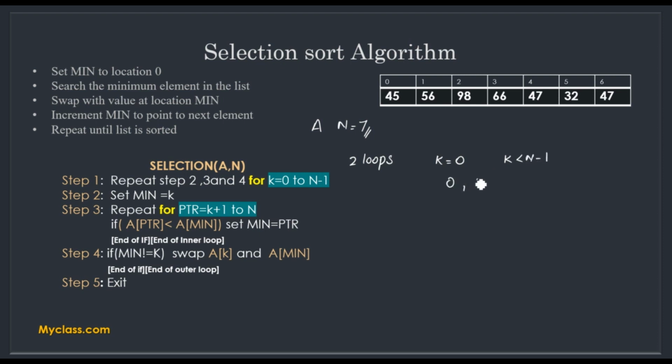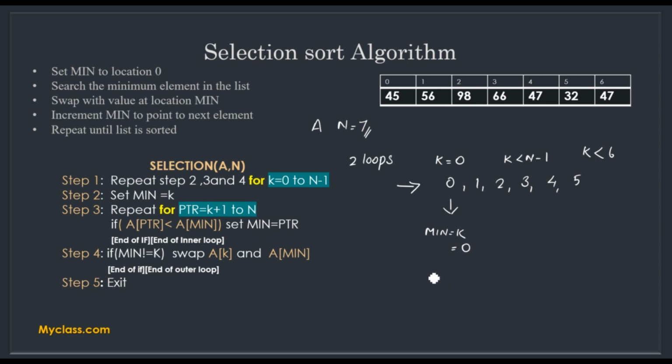That is 0, 1, 2, 3, 4, 5: it works up to 5, because k is less than n minus 1, and in this example k is less than 6, so the outer loop works up to 5. In this outer loop, three steps repeat: steps 2, 3 and 4. Step 2 is setting the min value according to k. So in the first case, min equals 0.